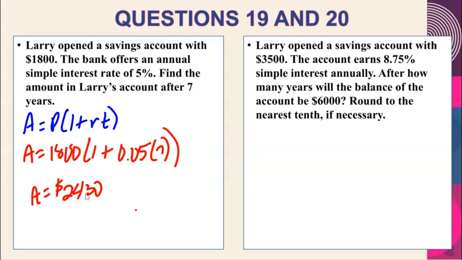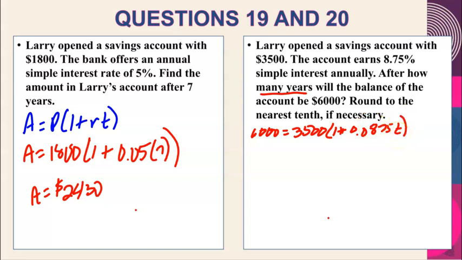So we're going to do the same thing, use the same formula, except we know the account balance. The account balance is $6,000 equals the principal amount of $3,500. But this time we're trying to solve for the number of years, which is our t. So this will be 1 plus the rate as a decimal, 0.0875. Let me write that a little more clearly. And then a t here.